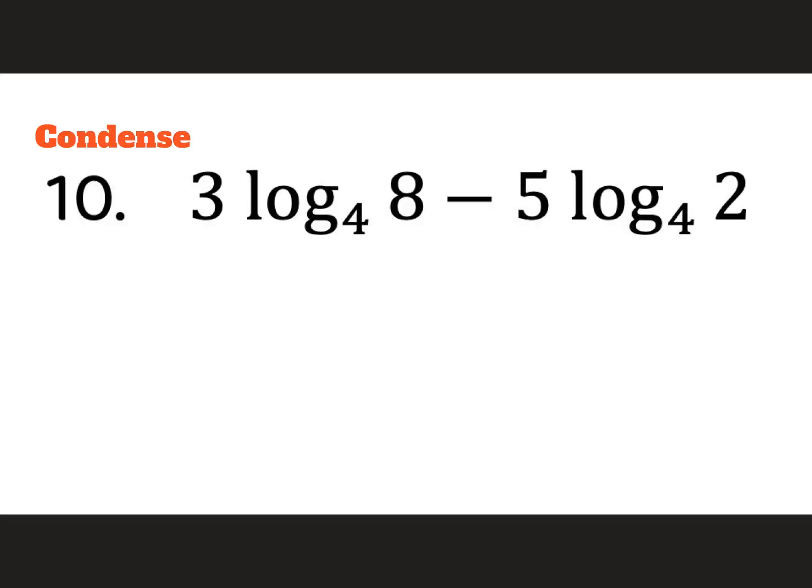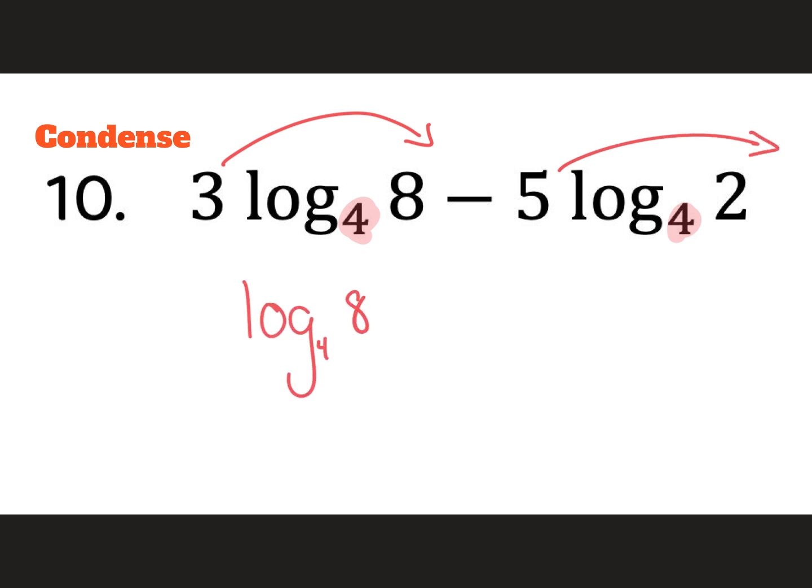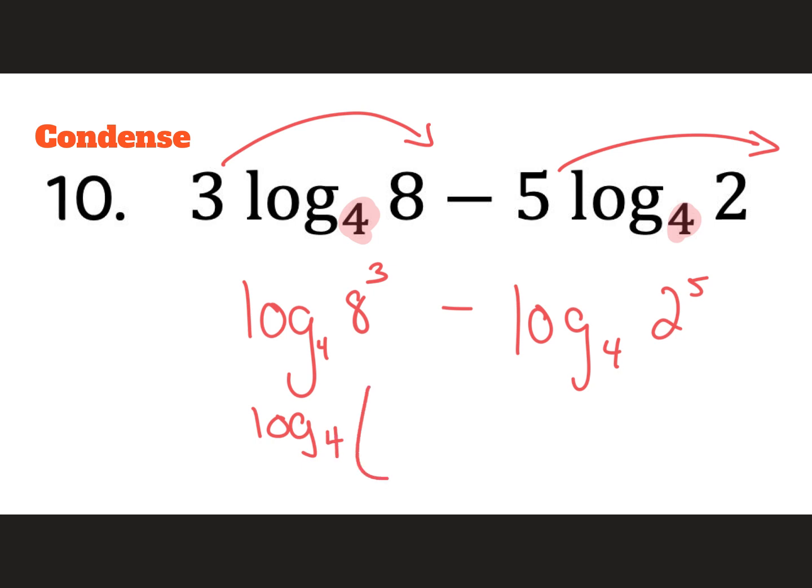Okay, in 10, checking to make sure that I have the same base. They're both base 4. I can begin by using the power rule to make this log base 4 of 8 cubed minus log base 4 of 2 to the 5th. So this would then become, combining it into 1, log base 4 of, the argument could be combined using the quotient rule, 8 cubed over 2 to the 5th.